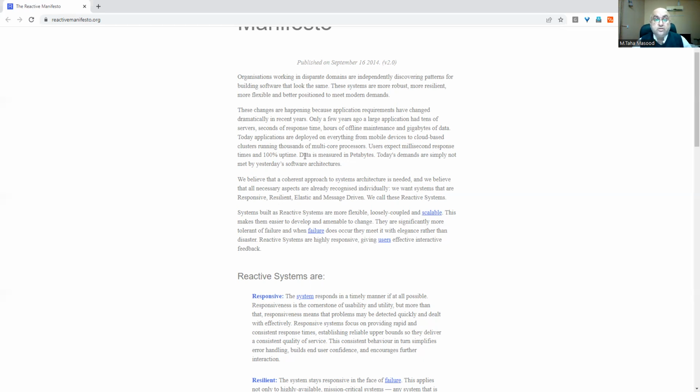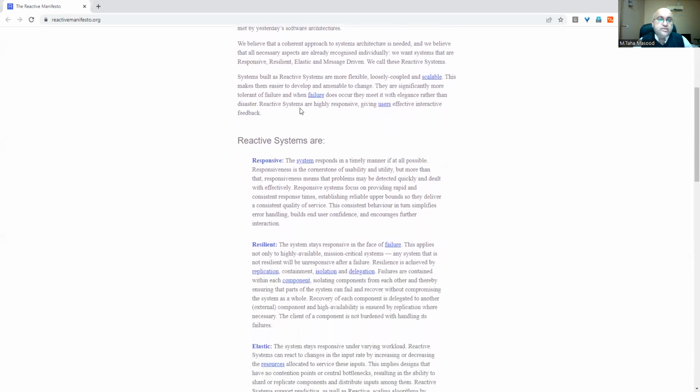So a sloppy job does not do it anymore. Data is measured in petabytes. Today's demands are simply not met by yesterday's software architectures. Indeed, we believe that a coherent approach to systems architecture is needed, and we believe that all necessary aspects are already recognized individually. We want systems that are responsive, all right, resilient, elastic, and message driven. So such systems are defined as reactive systems. So there are details of all of this below. We'll discuss this.